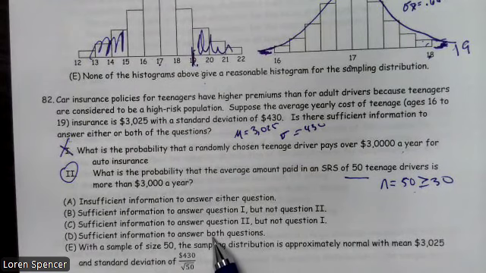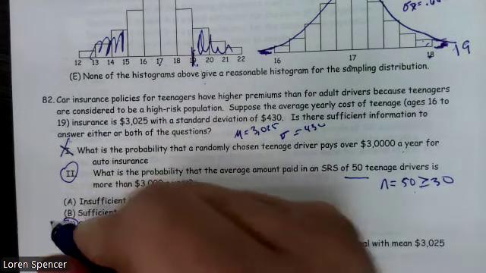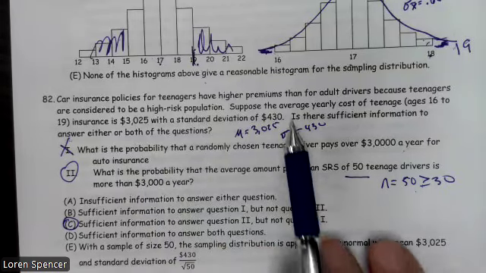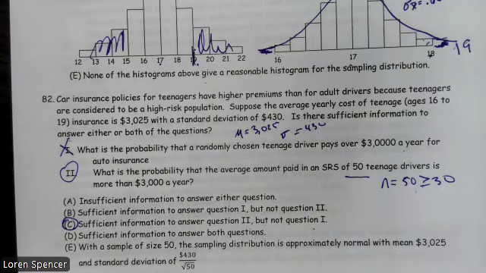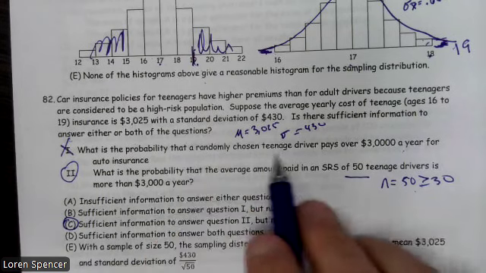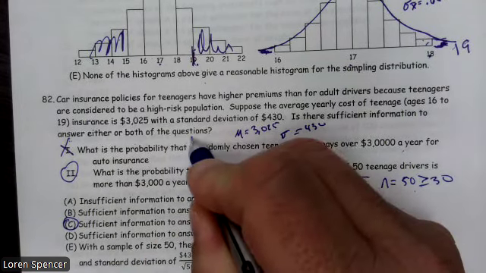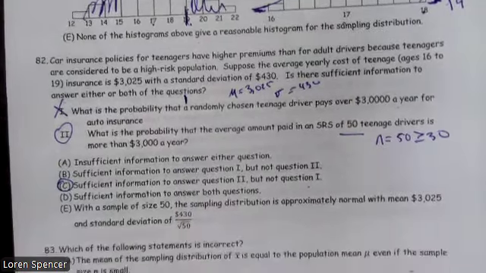So I can do 2, but I can't do 1. There is sufficient information to answer question 2, but not question 1. So our answer choice is C. And once again, the reason I can't do the first one is they didn't tell me what the underlying population is, and my sample size is, it says a randomly chosen, so my sample size is 1 there.